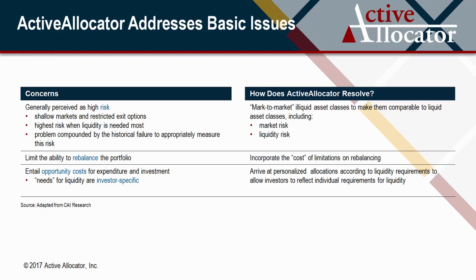Marking to market the returns in illiquid asset classes helps us compare illiquid assets' risks and correlations with traditional assets. Our approach takes historical reported data and modifies it with three kinds of information. First, to compensate for illiquid's stale pricing, we perform a process called unsmoothing. This process strips out the previous period's return from the current one and helps us to arrive at an independent and identically distributed returns series. We then mark-to-market illiquid asset classes to make them comparable to liquid asset classes. We also incorporate the cost of limitations on rebalancing, for these impose an implicit cost on portfolio optimization. We then help you arrive at personalized allocations to reflect individual requirements for liquidity.